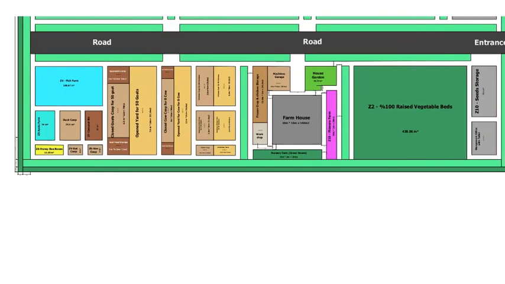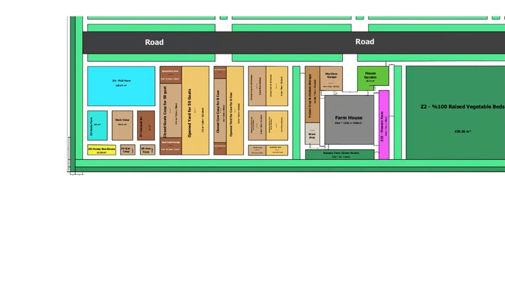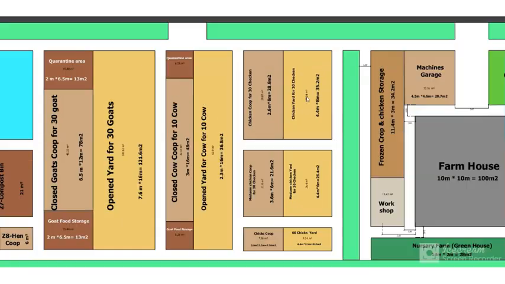Zone three is the animal farm, consisting of a farm of chickens, a farm of cows, and a farm of goats. Zone three, animal project. The animal project starts with chickens. We have 30 adult chickens. This is the coop and this is the run area.